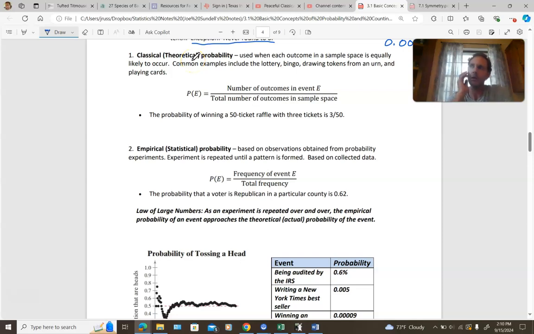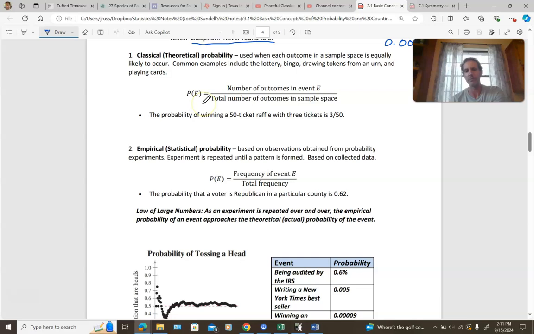Some other examples would include the lottery, bingo, drawing tokens from an urn, and playing cards. All the probabilities associated with all these different games of chance, guys, are developed through this particular approach. The way you find it: let's say we have some event E and we want to find the probability of E. You determine the number of outcomes in this particular event, and then divide that by the total number of outcomes in the sample space.